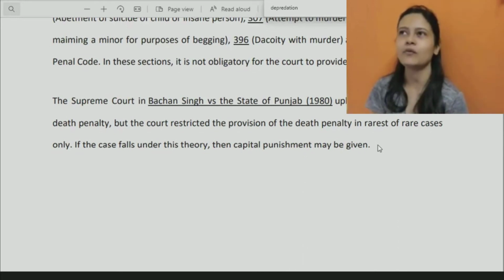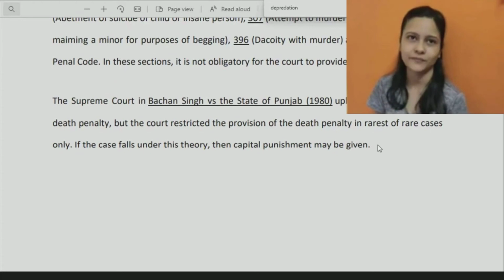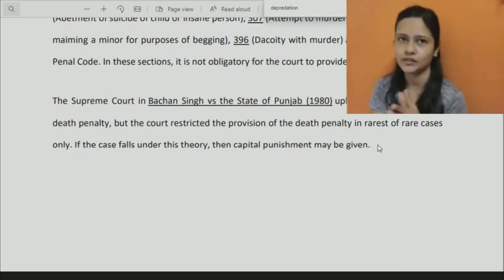So one day, after having dinner with the entire family, she gave some medicine to the entire family. Everyone slept off, and then she called her boyfriend, and both of them together killed the entire family along with the small kid who was there.